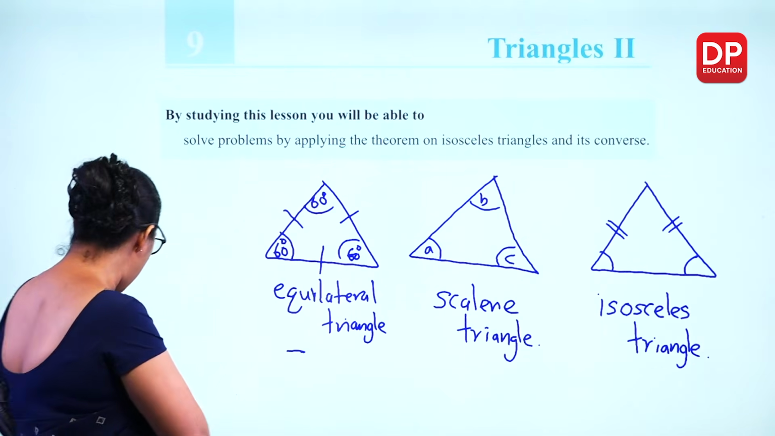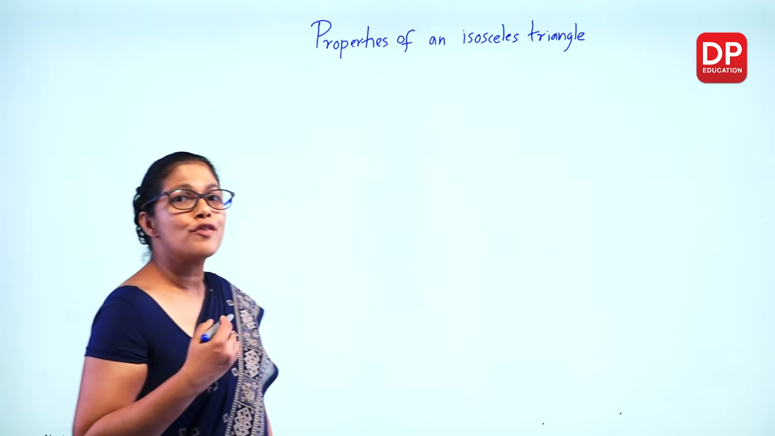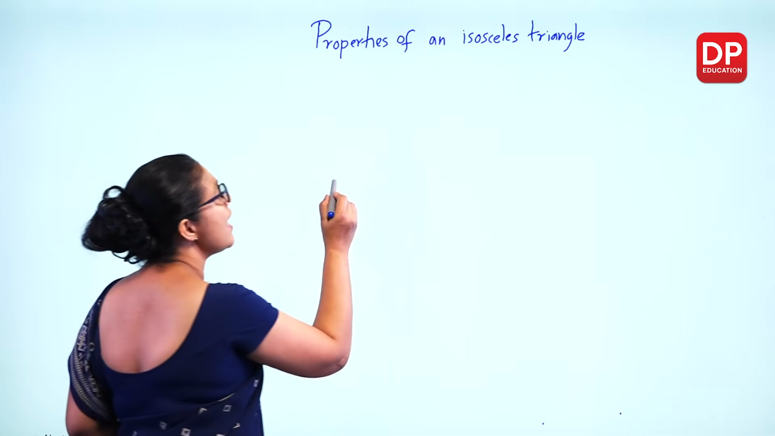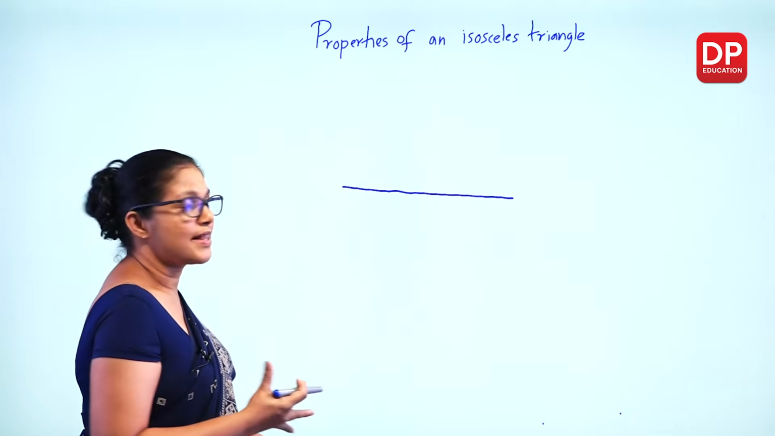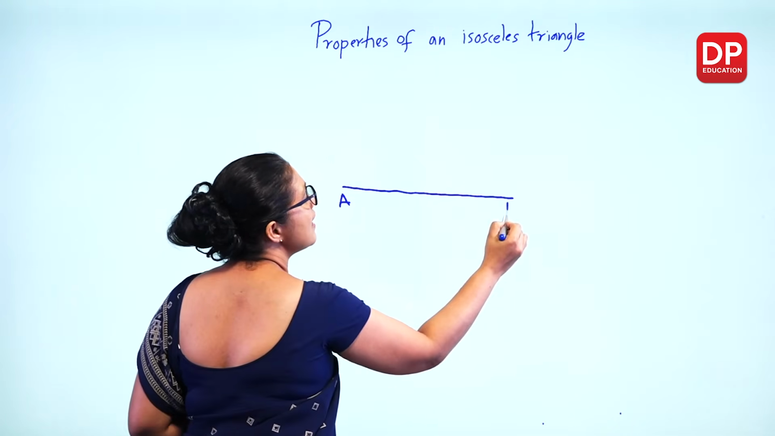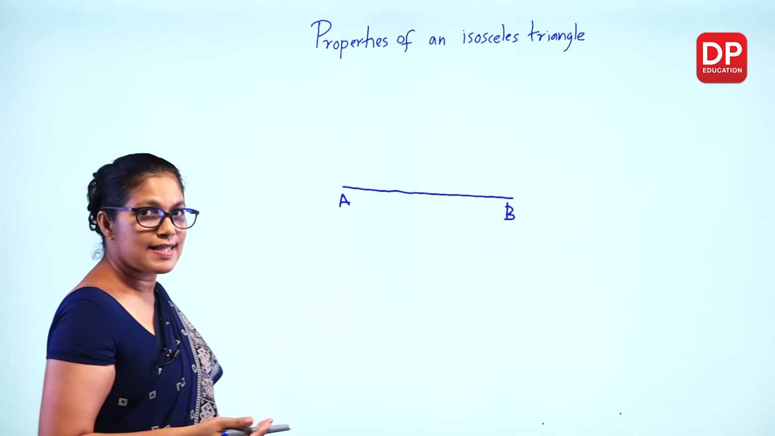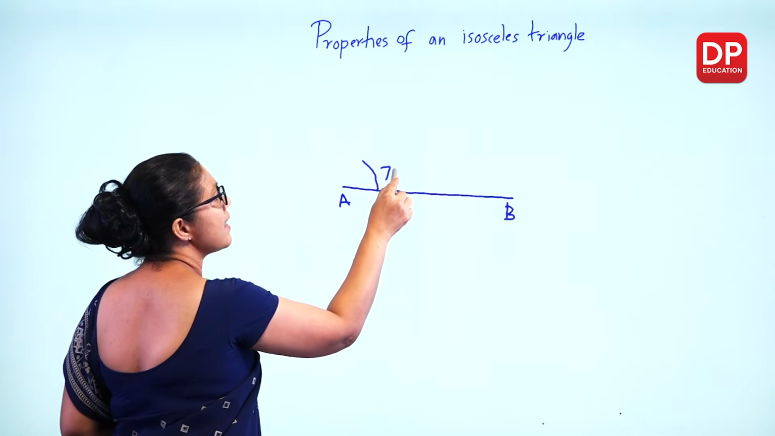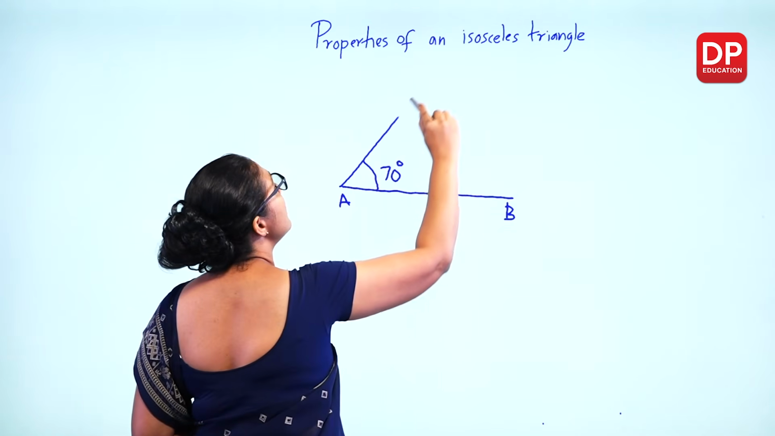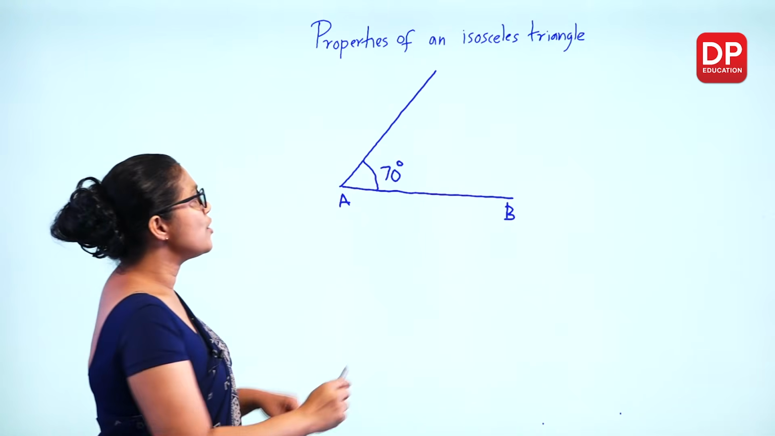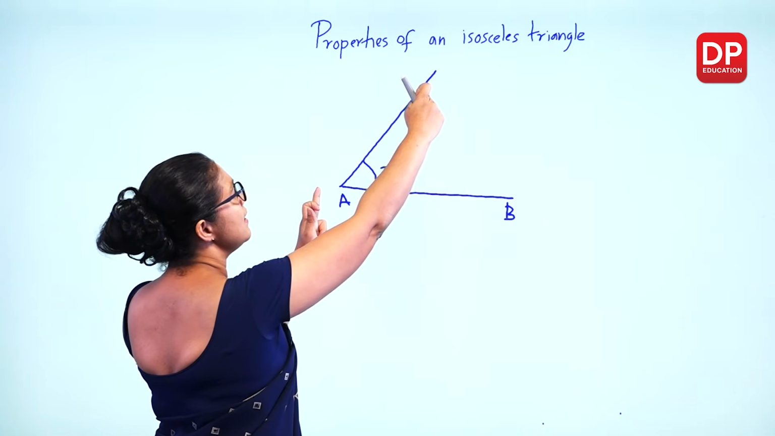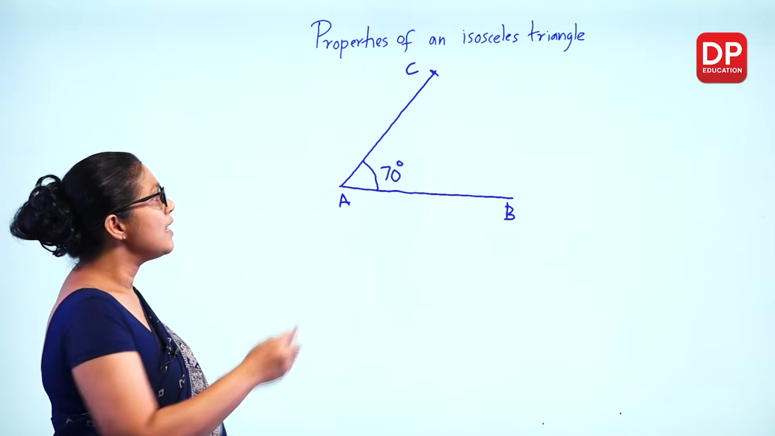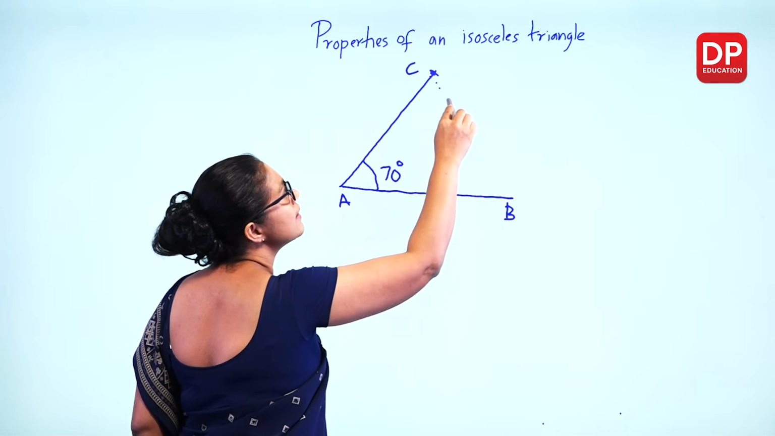So we'll do an activity. We want to find out the properties of an isosceles triangle. For that, we'll take any line that you like and any length. So I'll take line AB. You can take 7 centimeter, 5 centimeter, any length. Then I want to measure a 70-degree angle and draw a line. And then we take the same length here and mark the point C. So now we have 3 points. Now try to connect them.